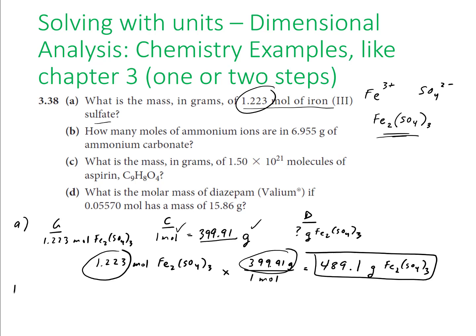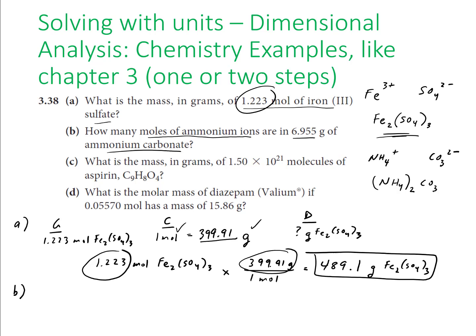Okay, for part B, how many moles of ammonium ions are in this many grams of ammonium carbonate? So ammonium carbonate, NH4+ and CO3 2-. So when I write my formula, I'm going to write (NH4)2CO3. So that's my formula.